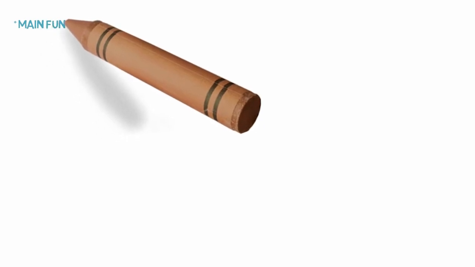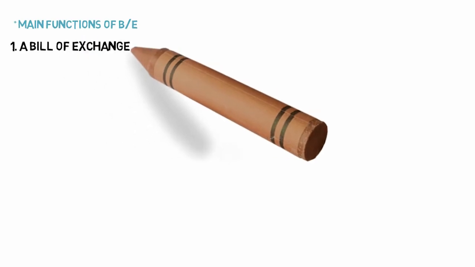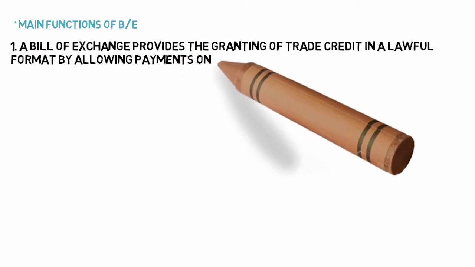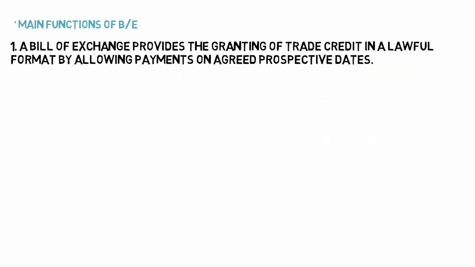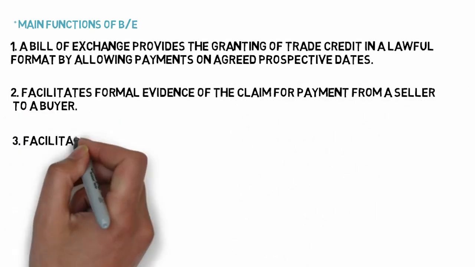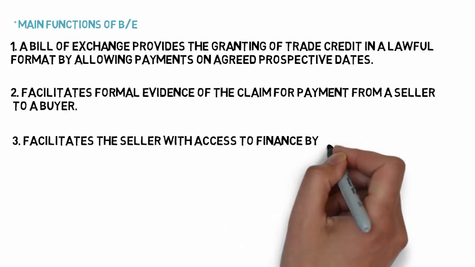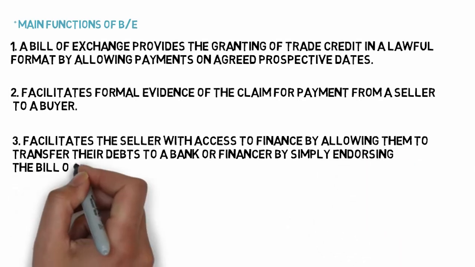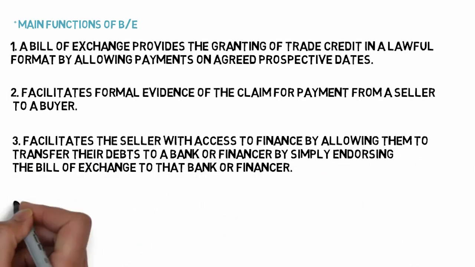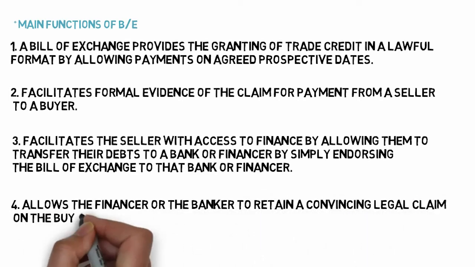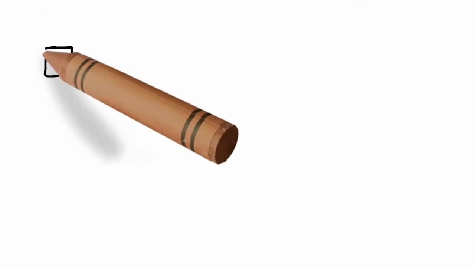The main functions performed by a bill of exchange are: a bill of exchange provides the granting of trade credit in a lawful format by allowing payments on agreed prospective dates. It facilitates formal evidence of the claim for payment from a seller to a buyer. It facilitates the seller with access to finance by allowing them to transfer their debts to a bank or financier by simply endorsing the bill of exchange to that bank or financier. It allows the financier or the banker to retain a convincing legal claim on the buyer as well as the seller.